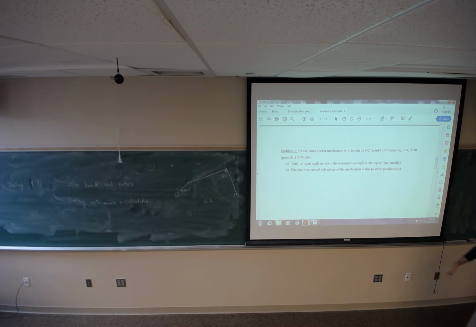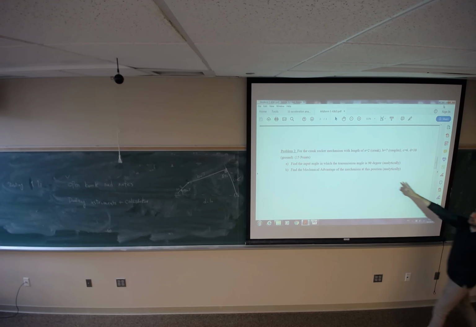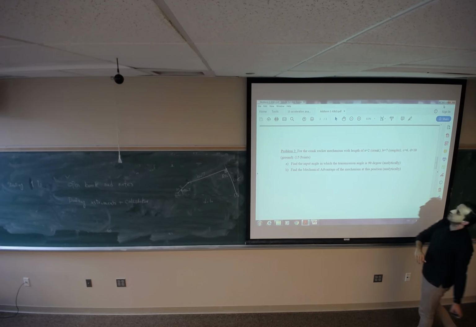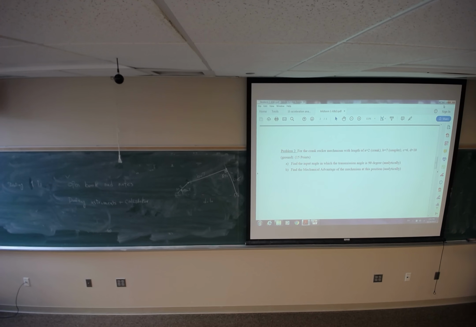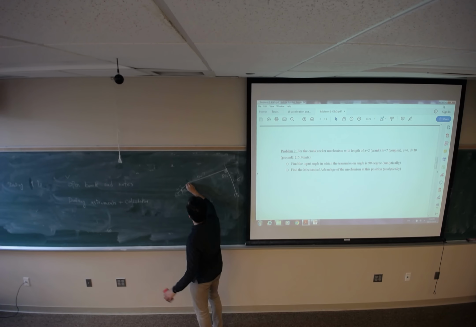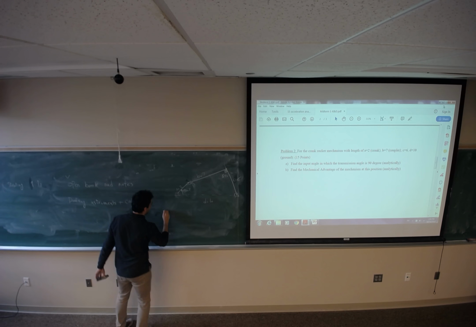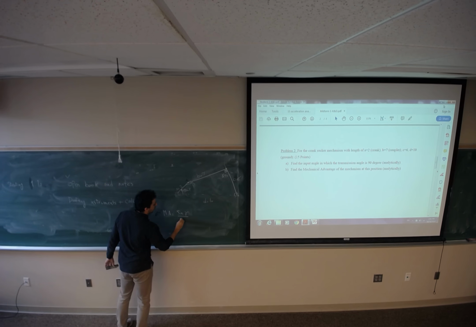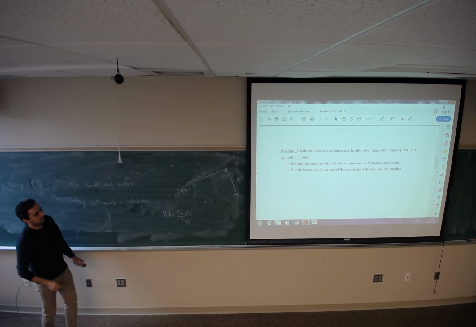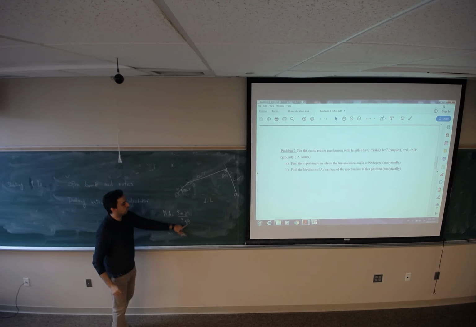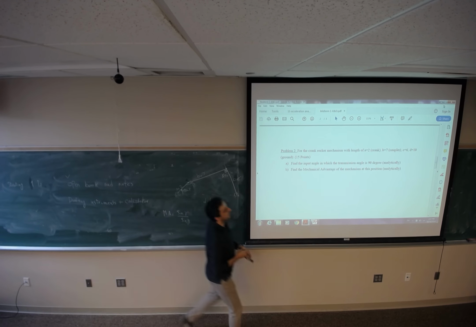And after you find that angle, it's asking you to find the mechanical advantage of this mechanism when the mechanism is at this position. So if this is gamma, this angle, and this is beta, the mechanical advantage, if you remember, was sine of gamma over sine of beta. So gamma is 90, you should find beta, and then you can find the mechanical advantage.